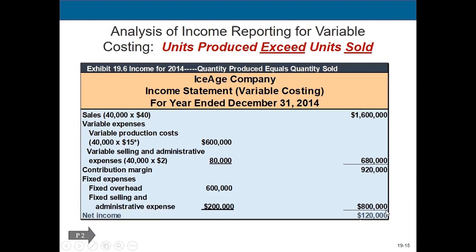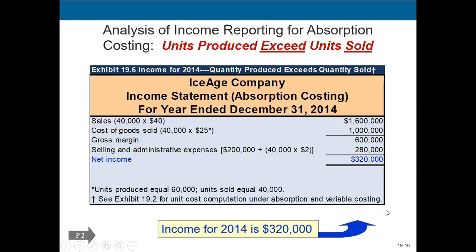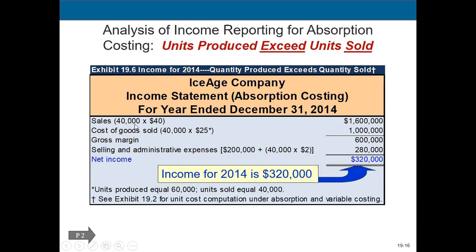Okay, so let's now take a look at the absorption costing model. 40,000 is what we sold for 1.6 million, but cost of goods sold has to go in at $25 a unit. That's $1 million.